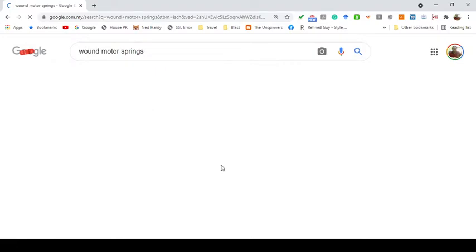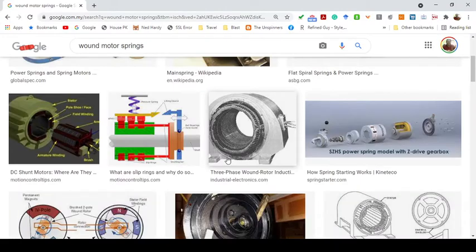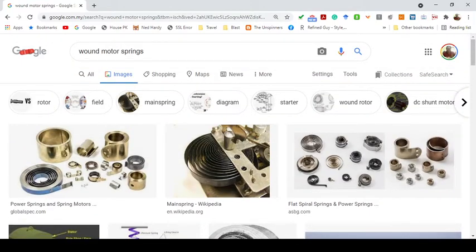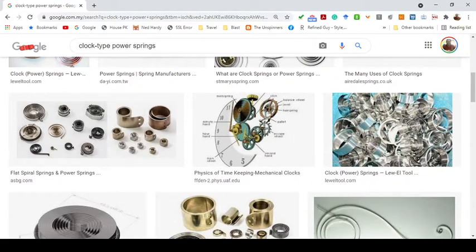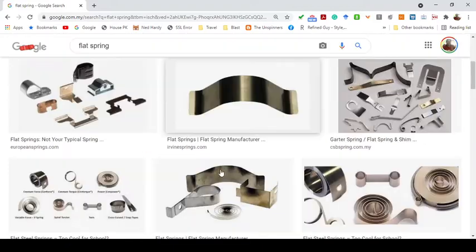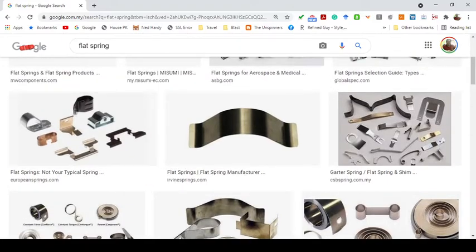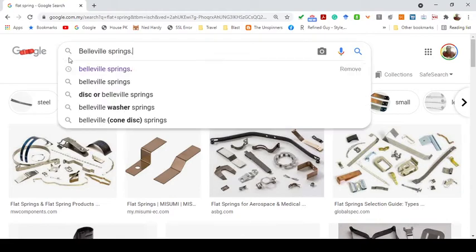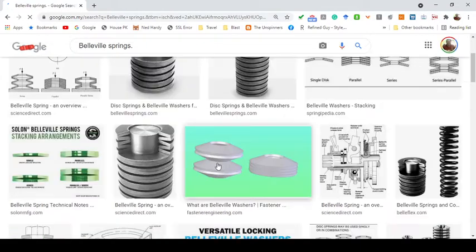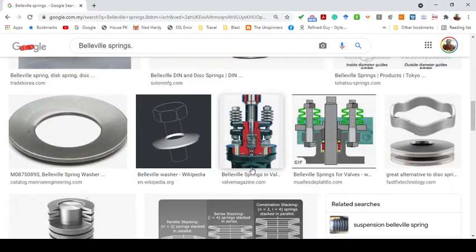Wound motor spring, like this. It is called a wound motor spring. Clock type power spring, like this. Okay, this is a clock type power spring. And flat springs are also known as washers, flat spring washers, and also known as a bell spring. So these are the kinds of springs that you are familiar with. So we are talking about springs.